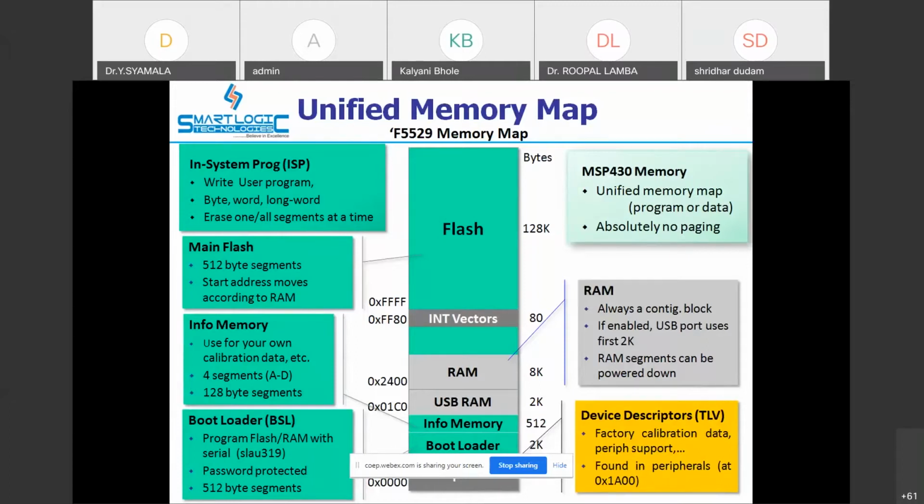many applications. But the concept is that the total memory is divided into different sections like peripheral, bootloader, then RAM, again flash, and suppose there is a USB, then the USB RAM is also there. So like that we can use it. And as far as the info memory is concerned, the user can use that for calibration purposes, or maybe some data we can preserve in it. So that's why we can use it.